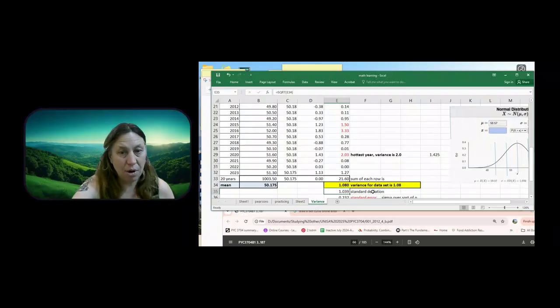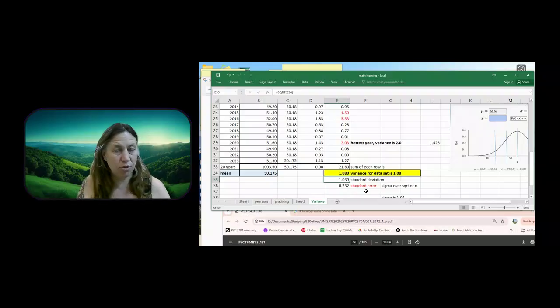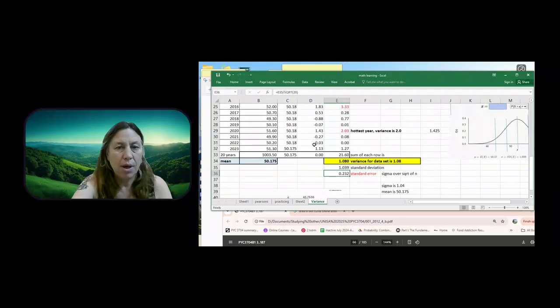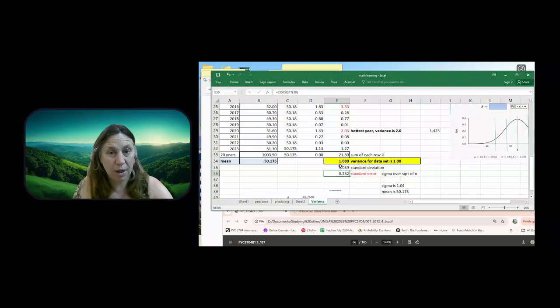To get our standard error of how much we can expect, so now if we took the 2023 maximum temperature, we could expect it to be within 0.232 degrees of the mean, which is 50.175. So we could expect it to go up to 52.4 something, or as low as 47.9 something, all right? And that we calculate by taking the standard deviation and putting it over the square root of n, being 20 years, how many years we took that temperature that we've got samples for, okay?